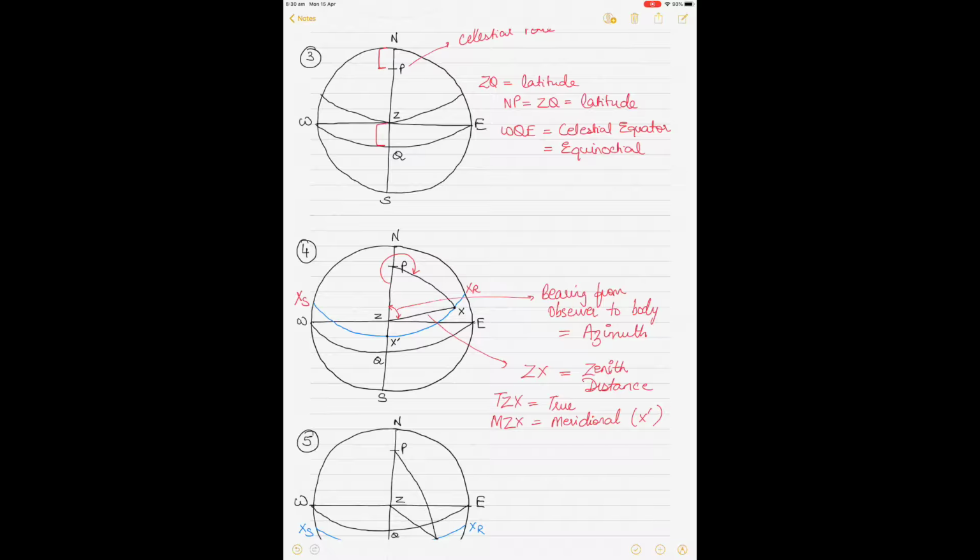All right, what else can we label here? We can label this angle here.